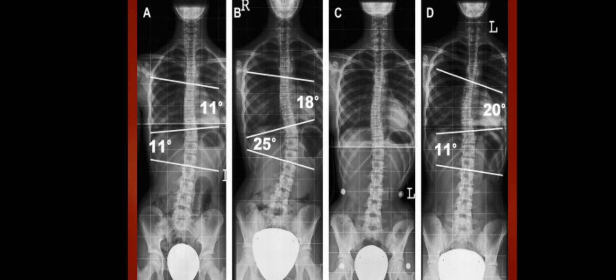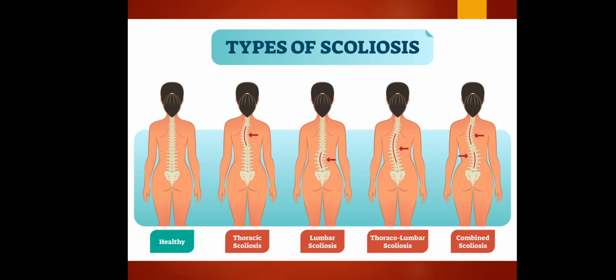Okay, so this is an illustration, an example picture of a person having scoliosis. As you can see, the vertebrae or the thoracic vertebrae is not aligned. There is a curve, an abnormality of the curve. Okay, so types of scoliosis. So we have healthy, thoracic scoliosis, lumbar scoliosis, thoracolumbar scoliosis, and combined scoliosis. So these are the pictures of each type of scoliosis.